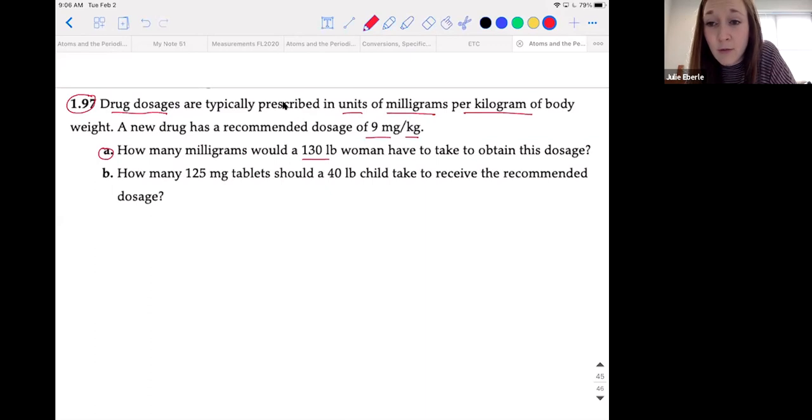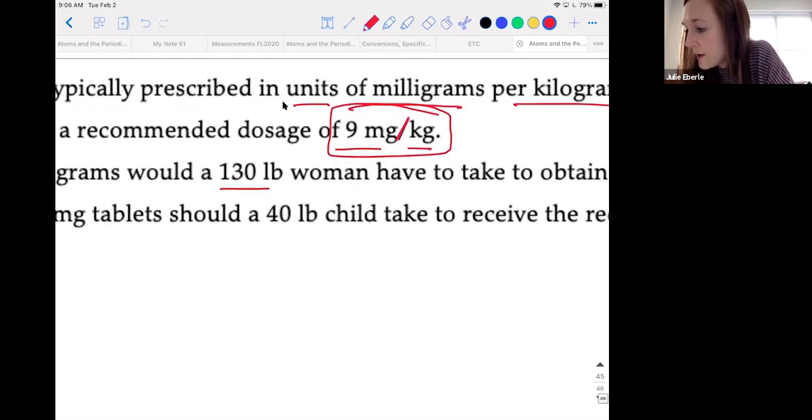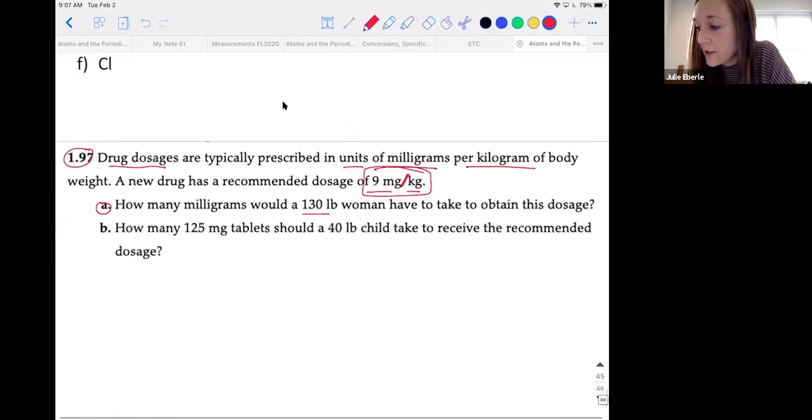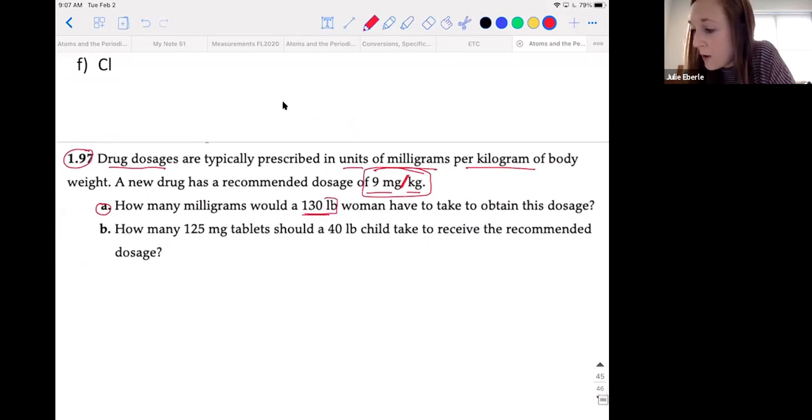This is a conversion problem. We are going to use this relationship right here. Anytime you see a little slash relating 2 units, milligram and kilogram, that is a relationship. I want you to use that relationship to convert from pounds of the woman to milligrams of drug. I want to give you a second to work on that. I want you to try it. Seriously, get out pen and paper. Please, this is going to help you get ready for exam 1. Please do not wait until the end of next week or the middle of next week to start preparing.